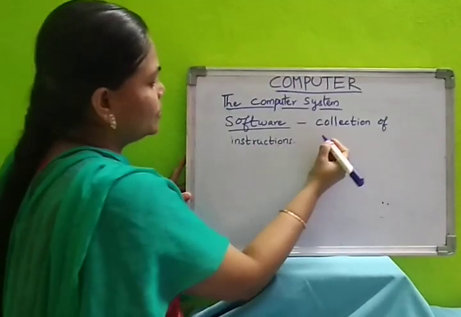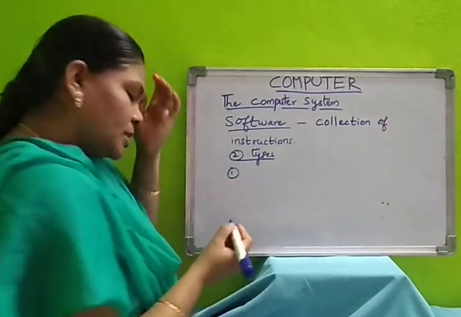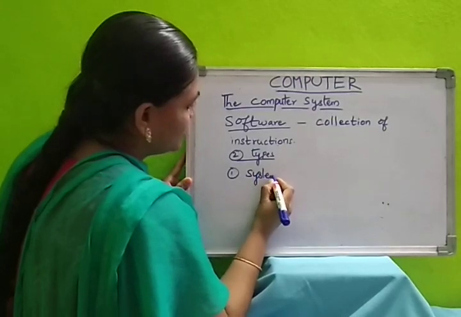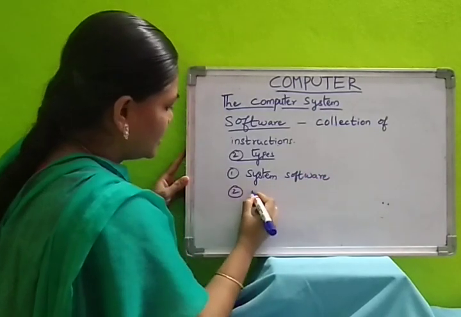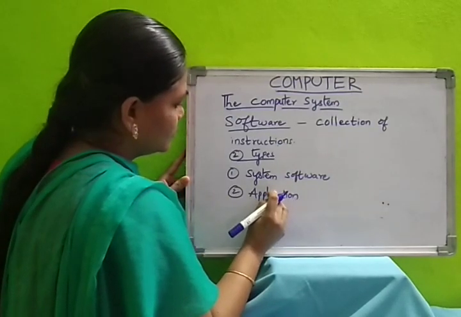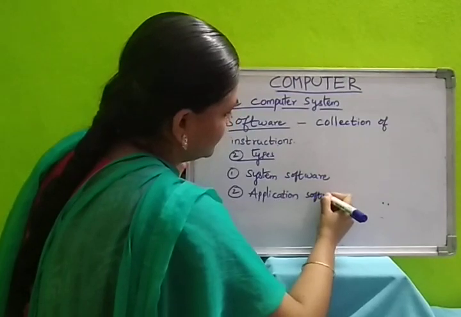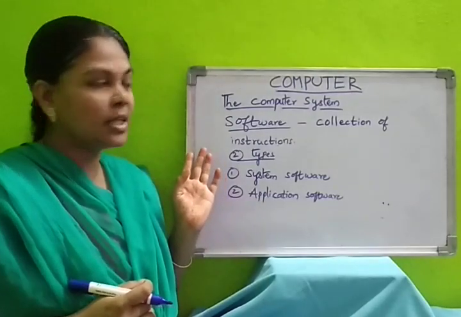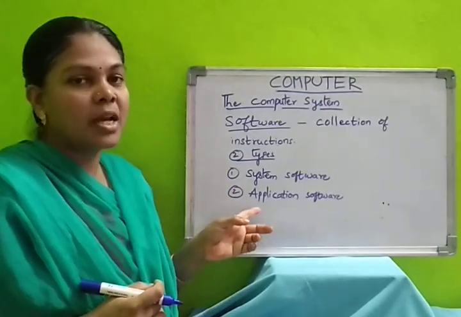In software we have two types. How many types? Two types of software. The first one is system software and the second one is application software. So software is a collection of instructions, or a set of instructions, which is called a program. In this software we have two types: one is system software and another one is application software.